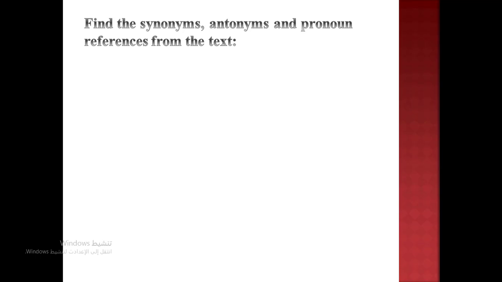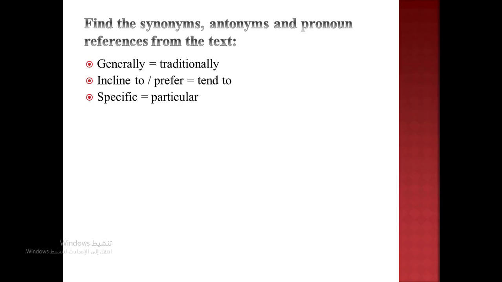Now, let's find the synonyms, antonyms, and pronoun references from the text. From the first paragraph, we have a group of words. For example, the synonym for the word generally, عموما, it is traditionally, which is mentioned at the beginning of the first paragraph. عموما. Incline to or prefer, it has the same meaning of tend to, يميل إلى. Specific, the adjective, it has the same meaning of particular, خصوصا أو خاصة.